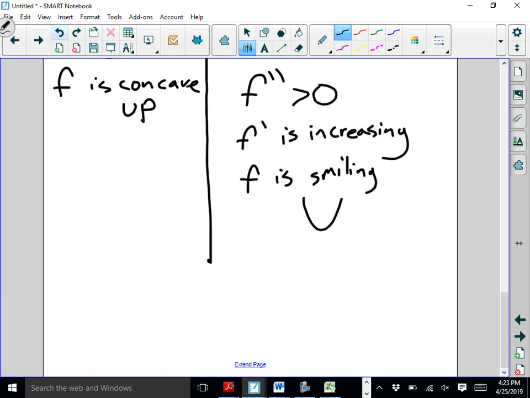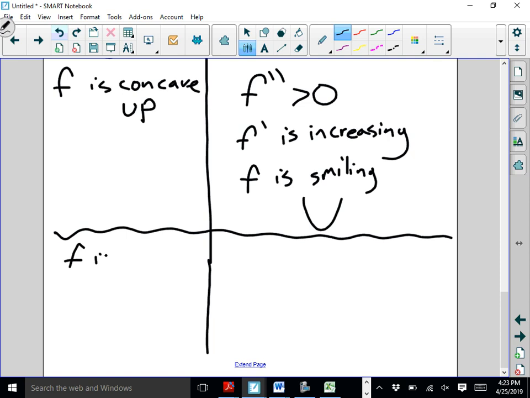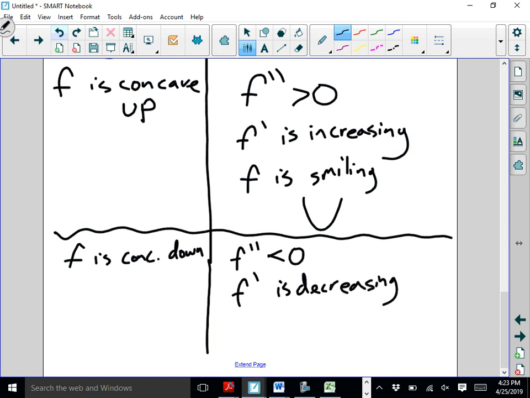Concave down is then the reverse of all of these. F is concave down when f double prime is negative, when f prime is decreasing, or when f is frowning. Notice this frowning definition is only for the graph of f. F prime graph will not necessarily be frowning or smiling. F prime will be decreasing. Okay.